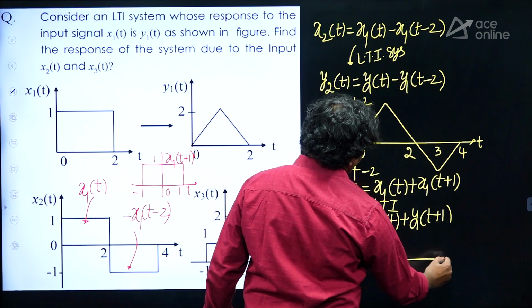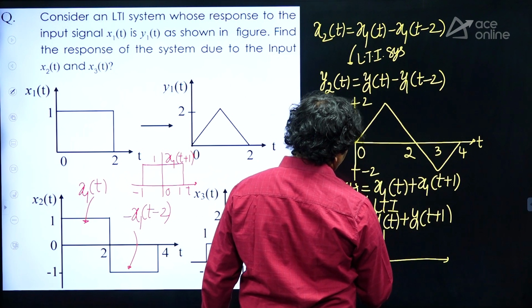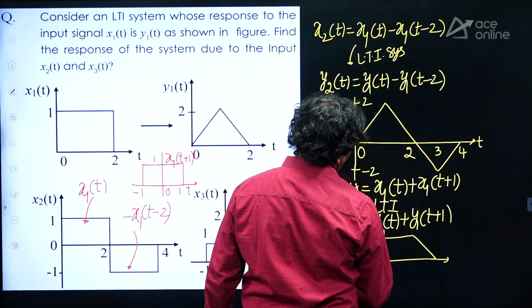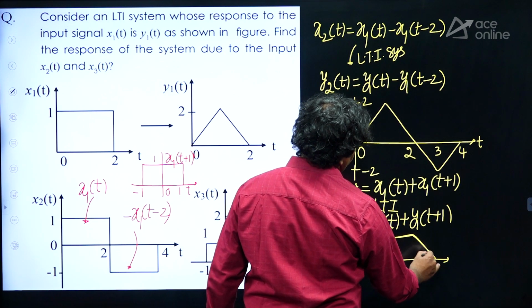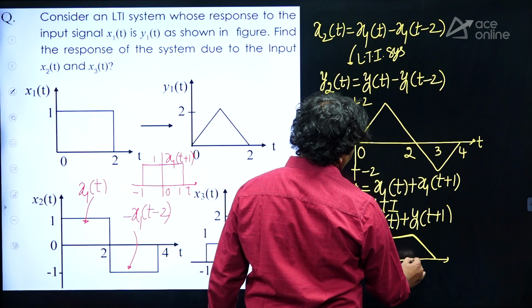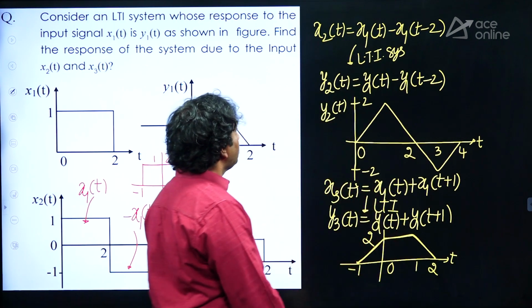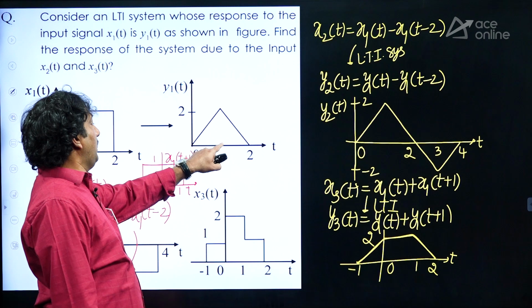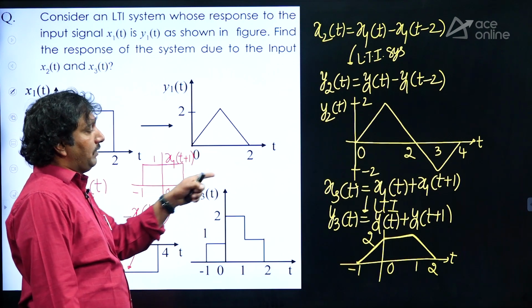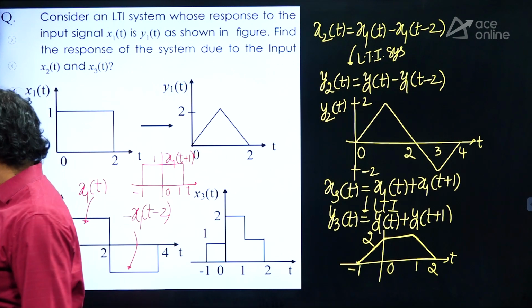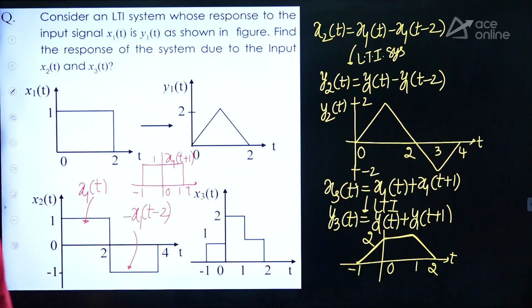When you try to add the two triangles, I am giving the final graph for you, you check it. You are going to get the graph like this. This is y1(t); y1(t+1) means left shift of 1 unit. By adding them, that is the resultant graph that will be obtained.